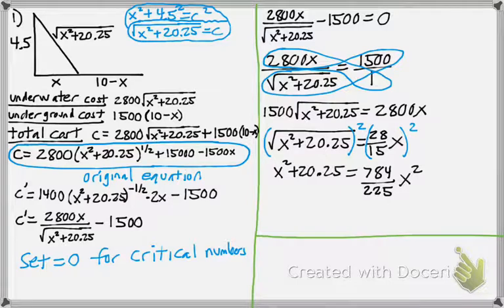If you subtract x squared from both sides, it's basically like you're subtracting 1 x squared. Then this is going to be 20.25 is equal to 559 over 225x squared. So if you take your calculator and do 784 minus 225, then you will get the 559.